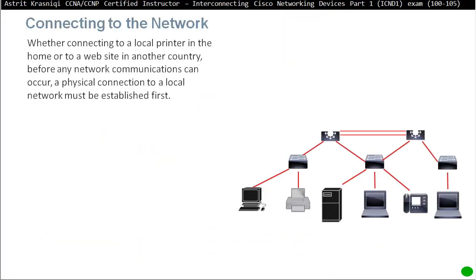Connecting to the network. Whether connecting to a local printer in the home or to a website in another country, before any network communication can occur, a physical connection to a local network must be established first. So you have to have a physical connection to be able to connect anywhere, whether it's local or remote.